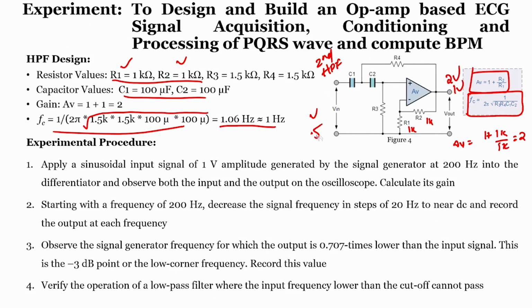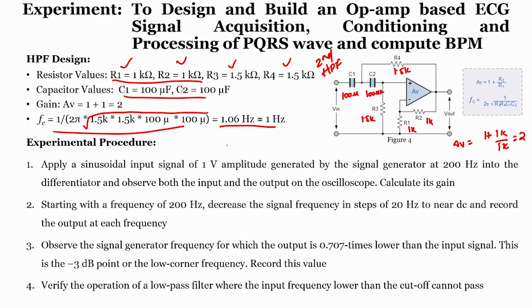Apart from using our instrumentation amplifier, some amount of gain can also be applied by using these operational amplifiers too. Then we have chosen R3 and R4 resistance as 1.5 k and 1.5 k. And what about C1, C2? Both C1 and C2 we have used as 100 microfarad.